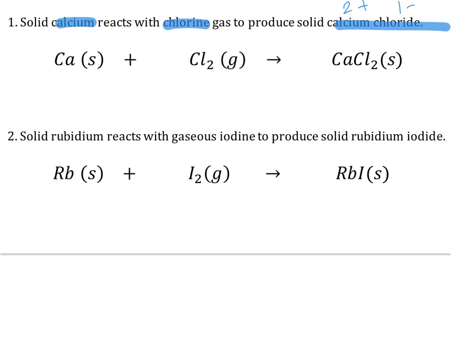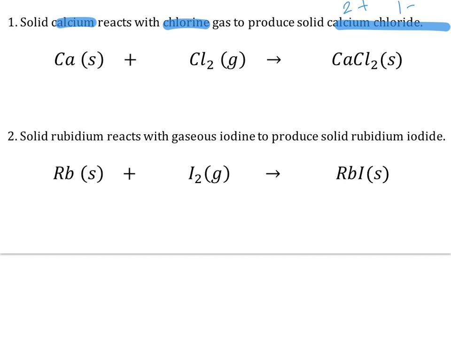We remember what those charges mean, so the 2 positive means calcium atoms want to give away 2 electrons. The 1 negative means each chlorine atom wants to take, or gain, an electron. So if calcium wants to give away 2 and each chlorine wants to take 1, then I need to have 2 chlorine atoms to balance out that calcium atom in my ionic compound. So we're going to write calcium chloride as CaCl2. Again, the S just indicates that it's going to be a solid.